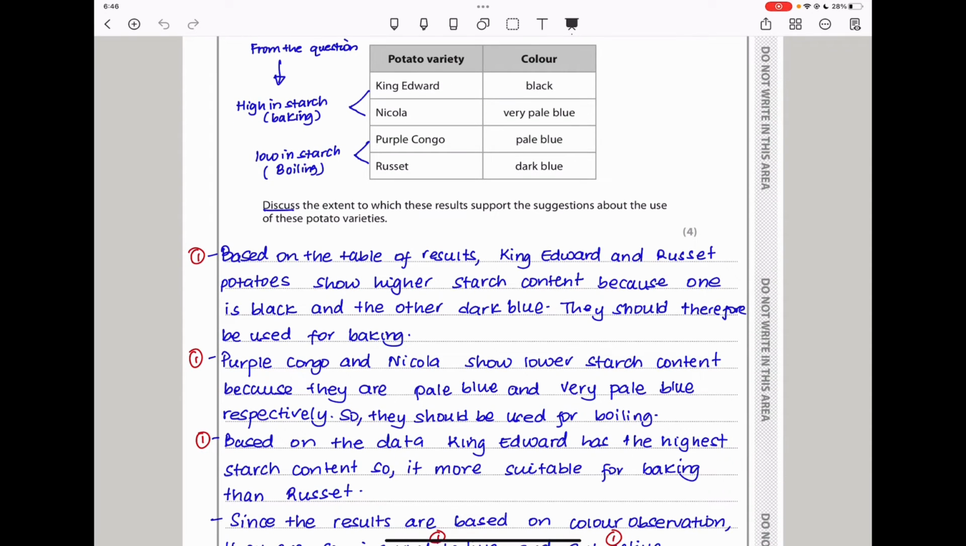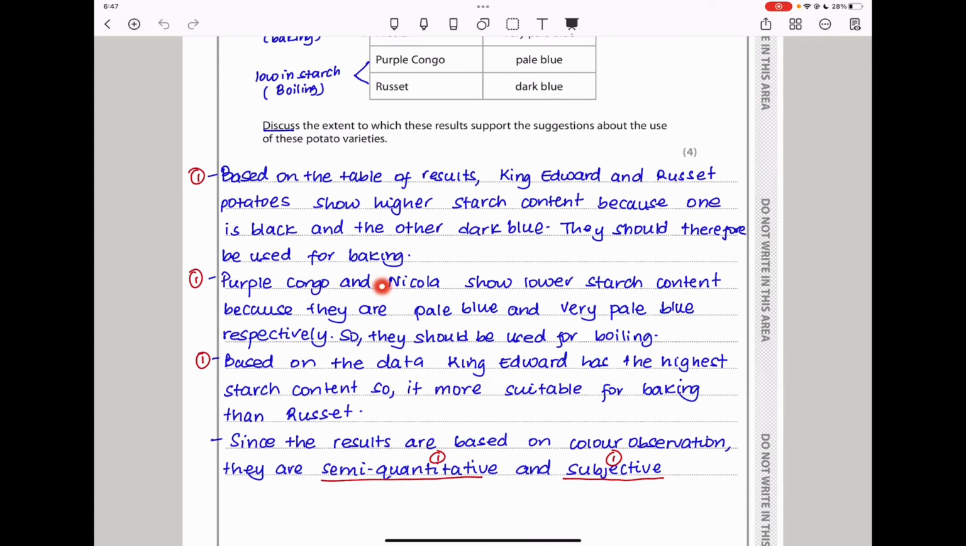So let us see. They say discuss the extent to which these results support the suggestion about the use of these potato varieties. So I say, based on the table of results, King Edward and Rosette potatoes show higher starch content because one is black and the other is dark blue. They should therefore be used for baking. Remember, we are referring to the data from the question. Then also, the Purple Congo and Nicola show lower starch content because they are pale blue and very pale blue, respectively, so they should be used for boiling. Also, based on the data, King Edward has the highest starch content, so it's more suitable for baking than Rosette.